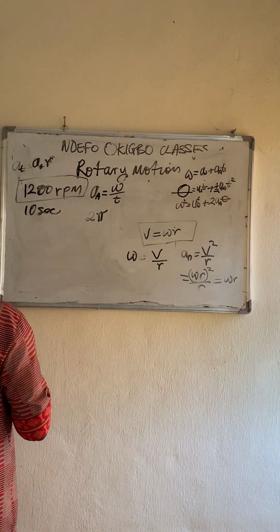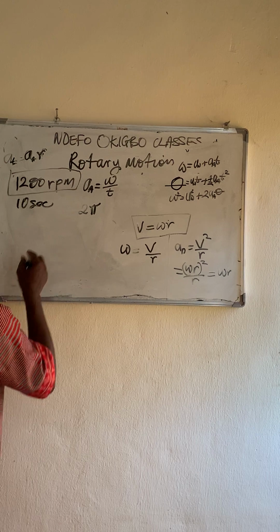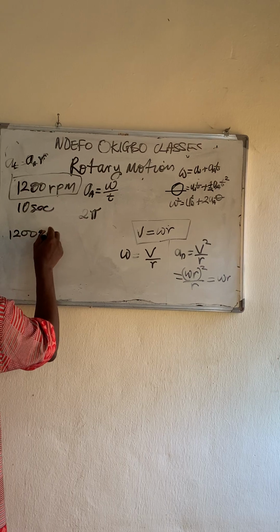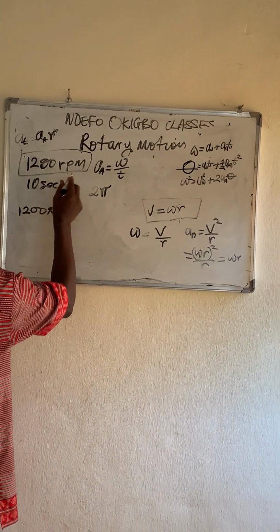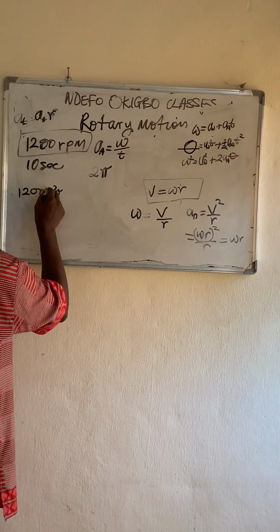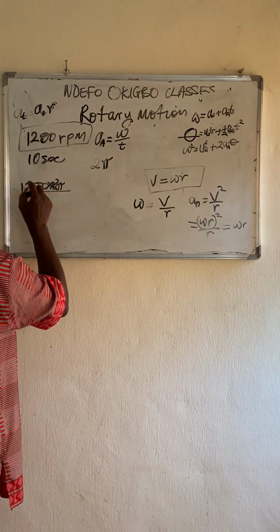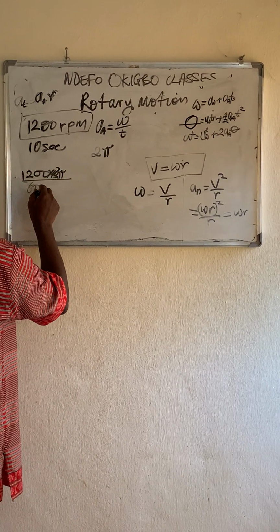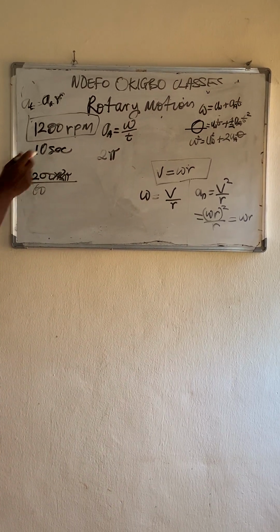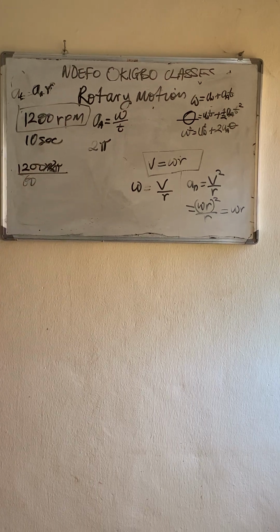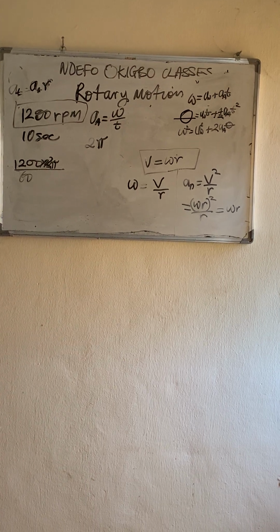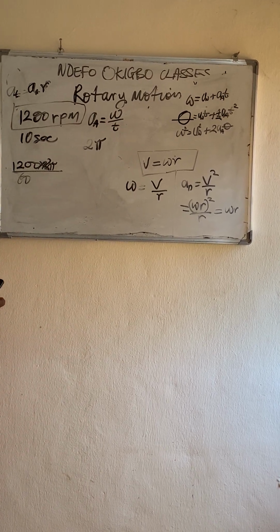So that means 1,200 revolutions per minute will be 1,200 times 2 pi radian. We want to change it to seconds, so we divide by 60, because there are 60 seconds in 1 minute. So that is the angular velocity: 1,200 times 2 pi over 60.